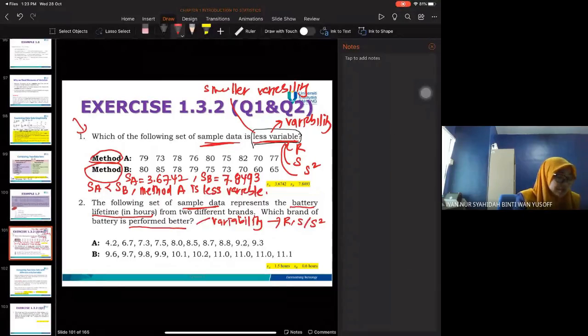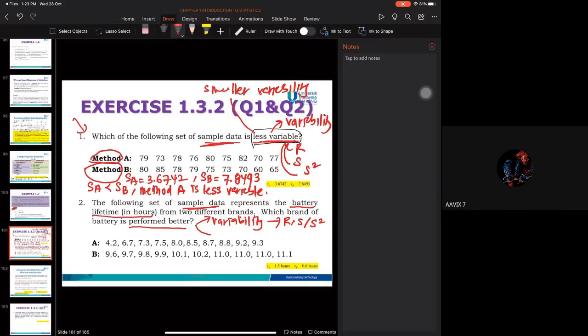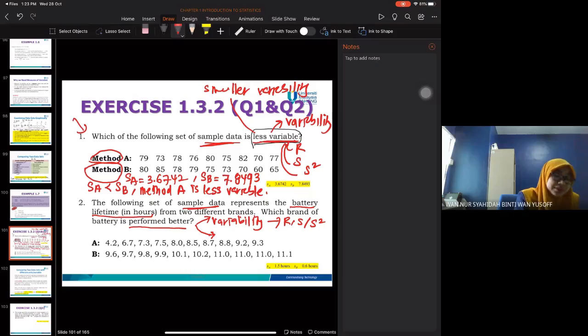Other than variability, what can we calculate here to compare which one performs better, based on what we have discussed before? Less variability performs better. So that means we calculate variability, isn't it? Other than variability, what kind of value can we calculate to know which brand of battery performs better?